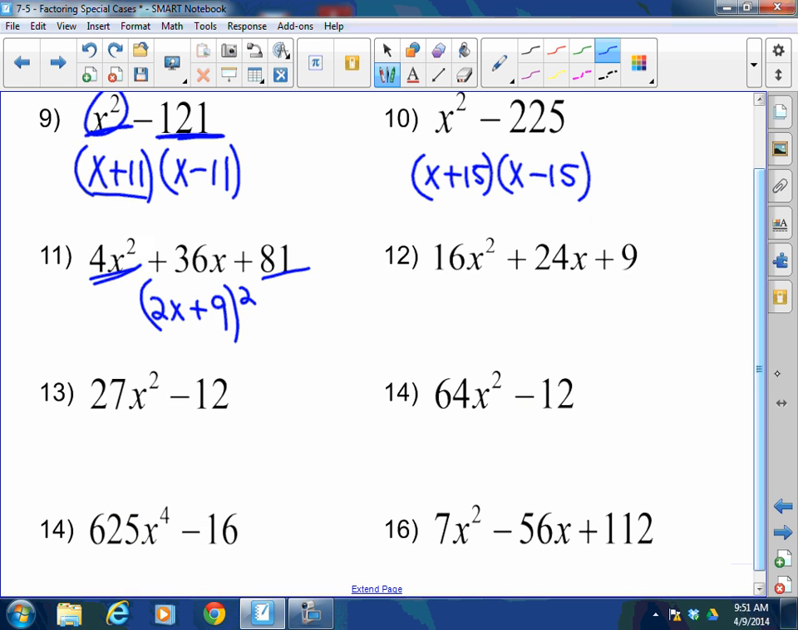Okay, number 12. Is that a perfect square? Okay, so I have 4x and a 3. What's 4 times 3? Times 2? So this is a perfect square trinomial.